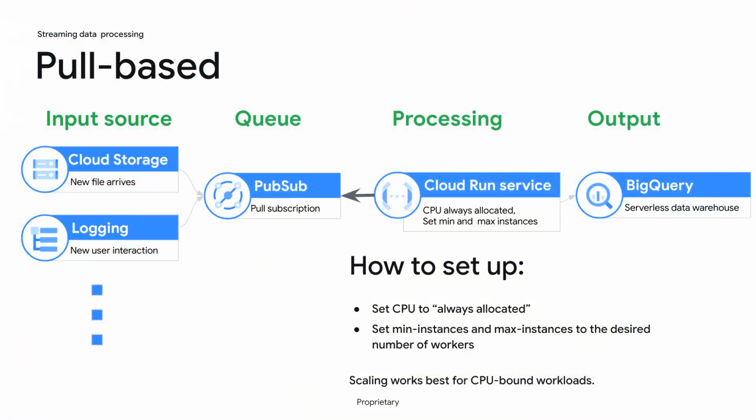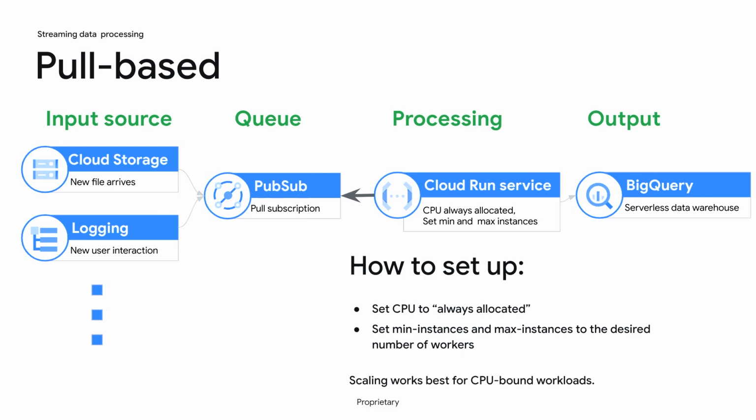So let's bring this back to how you would use this with Cloud Run. Again, you have an input source, you have a queue, but this time you have a pull subscription to Pub/Sub. And you set up your Cloud Run service. This time you want to use Cloud Run, not Cloud Functions. You set up your Cloud Run service with CPU always on.